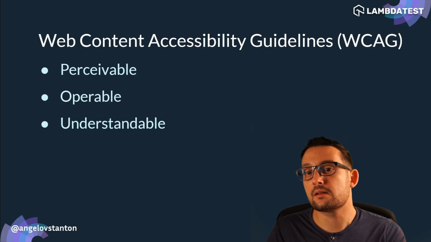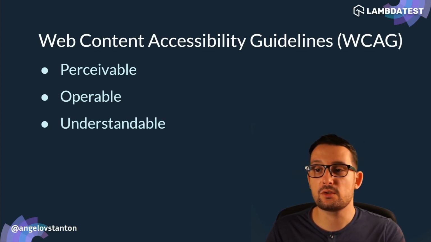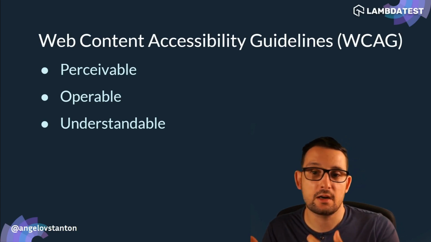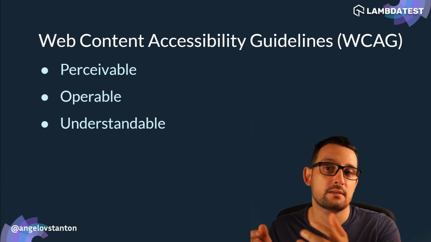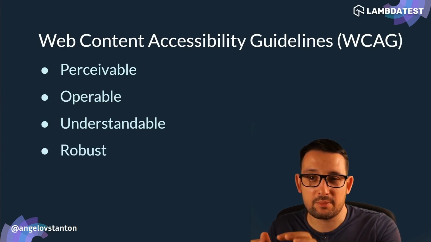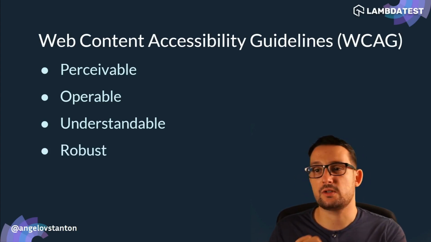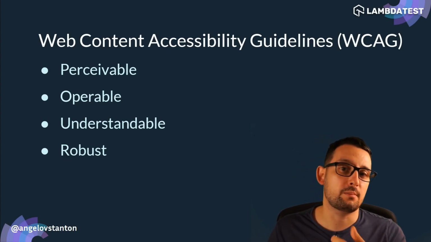Understandable. Content should be easy to read and predictable. We want users to understand the structure, the language and layout, ensuring they aren't disoriented as they navigate. Robust. Content should be adaptable to various assistive technologies, making it future-proof and compatible across different platforms.